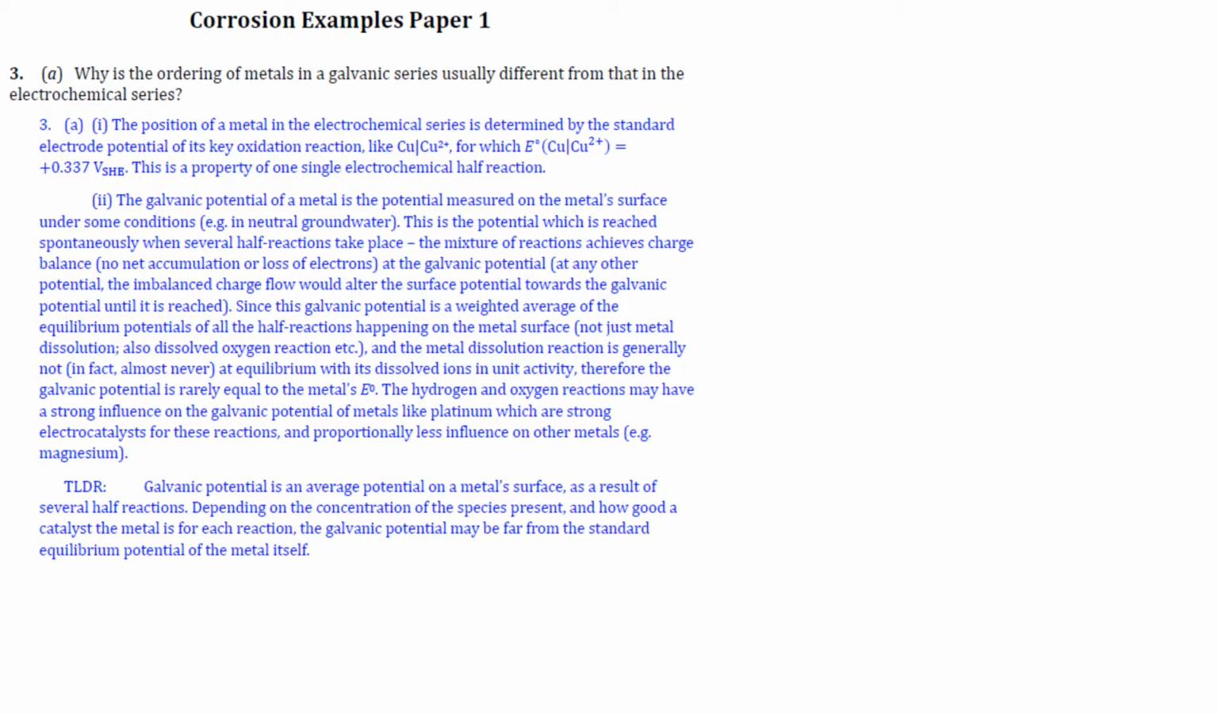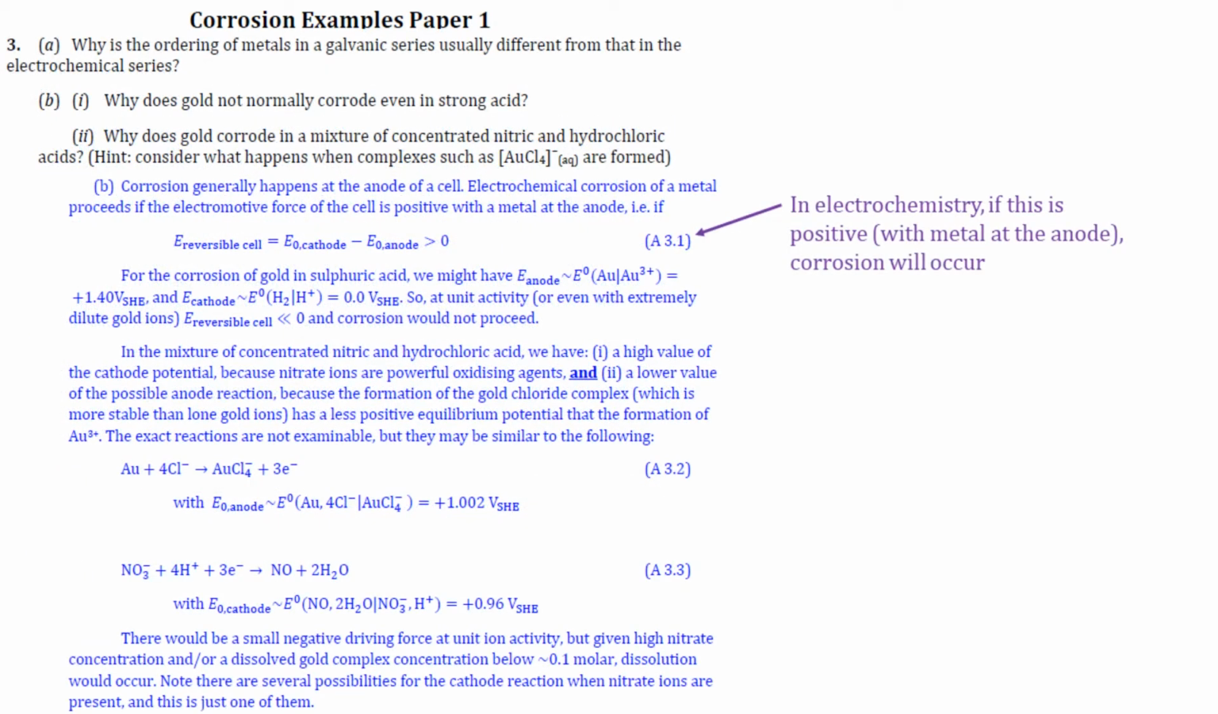So, TLDR, standard electrode potential is a thermodynamic property of the metal itself, and the galvanic potential is a measured property of several reactions taking place in an environment, and that mixture is unlikely to give you the same value as the standard electrode potential. Now, part B of question 3 is much more interesting.